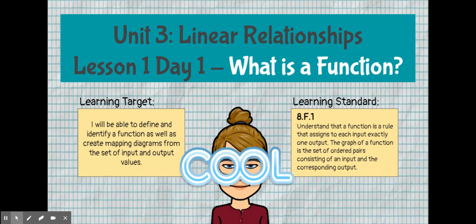In the past, starting in 6th grade, you started with working with a table of values, input and output values based on a relationship. And that's where we're starting for 8th grade. We have a learning target that you see before you. I will be able to define and identify a function, as well as create mapping diagrams from the set of input and output values. Now remember, this learning target is going to lead us over 5 days of learning.